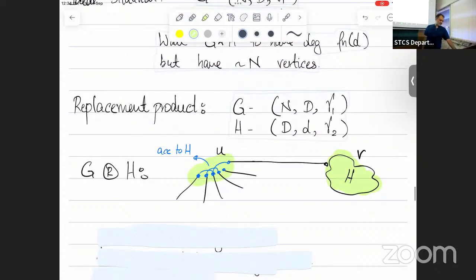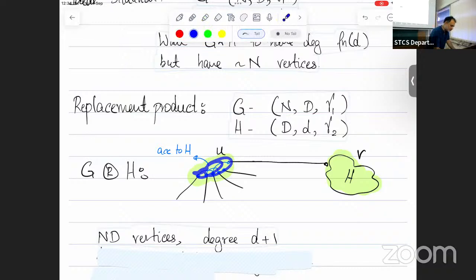Okay, what can I say about the replacement product? It's now a graph on ND vertices because every vertex of the original graph G is replaced by a copy of H. But the degree is now d plus 1, because every vertex has the connections inside the cloud. There are d connections. So I have d connections here, plus one edge going out. So the new degree is now small d plus 1.